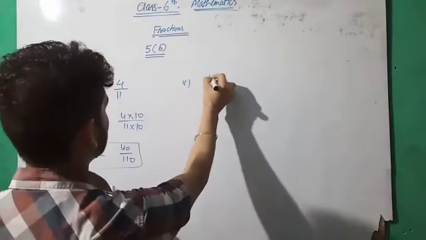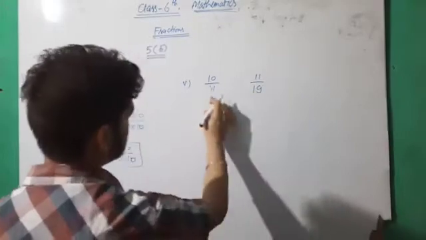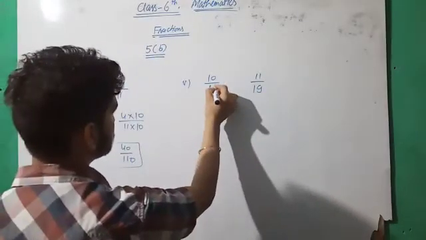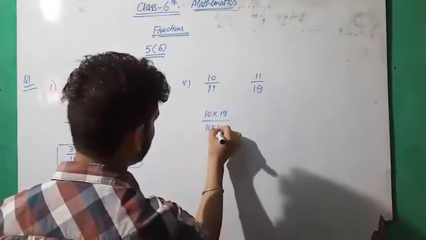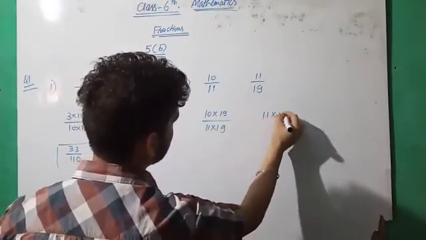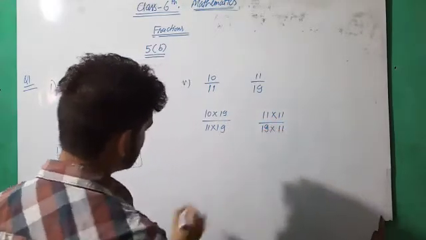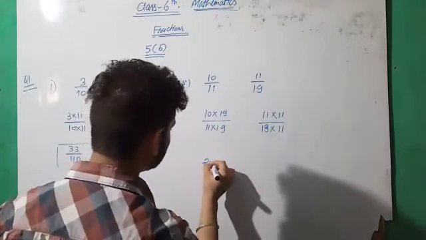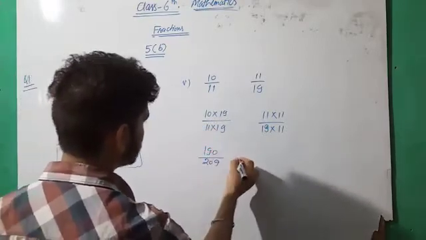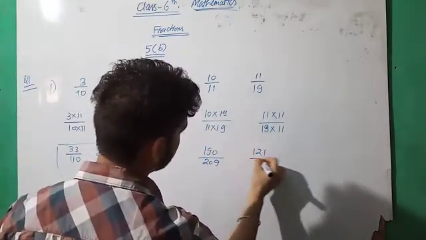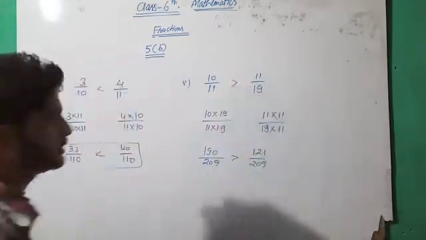Second part, 10 by 11 and 11 by 19. LCM of 11 and 19 is 209. So 10 into 19 upon 11 into 19, and here 11 into 11 upon 19 into 11. The LCM of this is 209, and the numerator above is 190. Here it is 121 upon 209. So 10 by 11 is greater than 11 by 19.